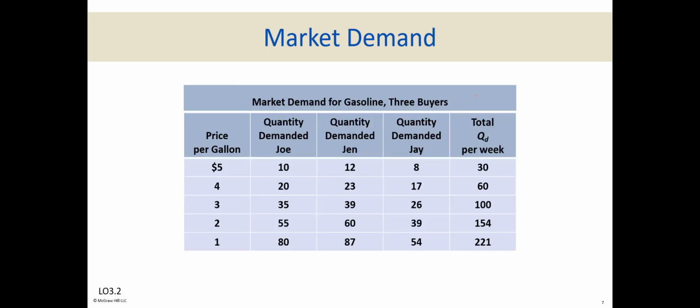Now on the screen, you see the market demand curve, and there are three buyers, Joe, Jen, and Jay. And this is the market for gasoline. The market demand is the horizontal summation of the individual demand curves of all of the customers in the market. So for instance, at a price of $3, to find the market demand curve, you sum 35, 39 and 26 and you find 100 per week.